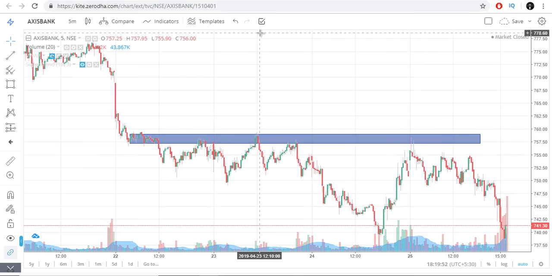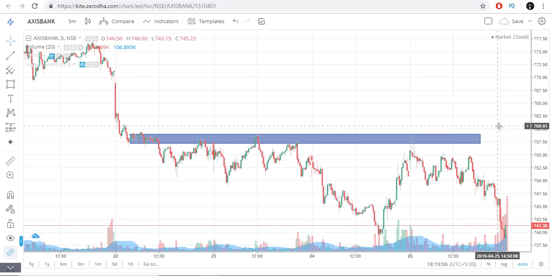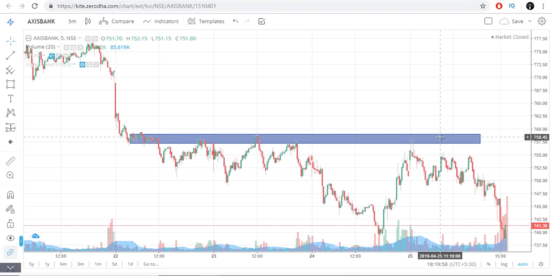So at exactly 9:19 a.m. I bought a 750 put option. The stock was trading at 757 rupees. I expected a little bit of negative movement, and I bought the put option at the 750 strike price. The put option was trading at a price of 2 rupees 95 paise at that time.